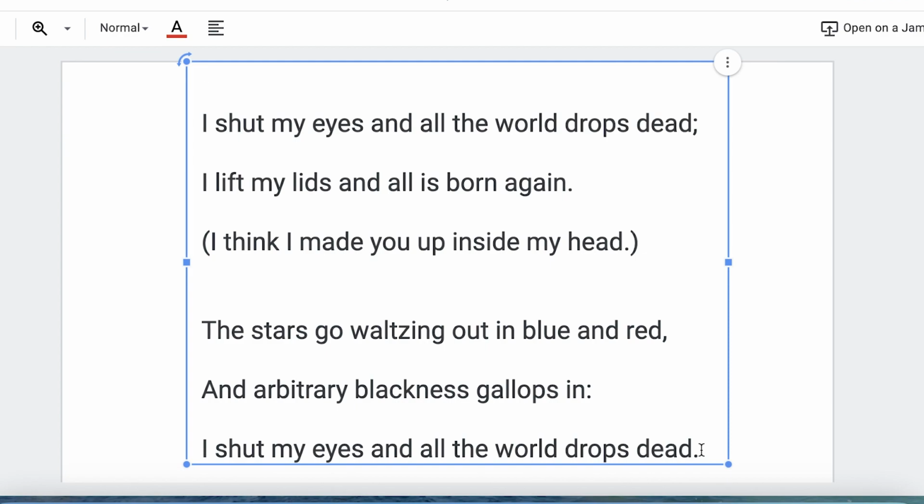I shut my eyes and all the world drops dead. I can really hear the rhythm in that line. Once you do it, slow it down if you need to. I shut my eyes and all the world drops dead. You can really feel the rhythm in that.